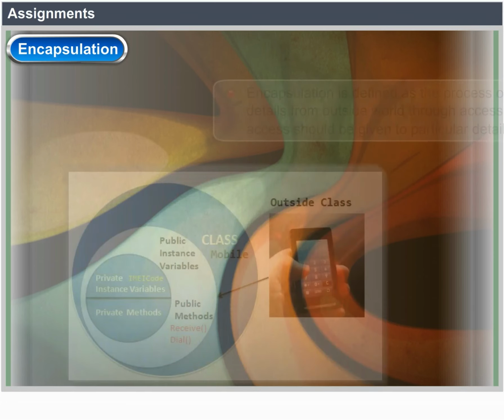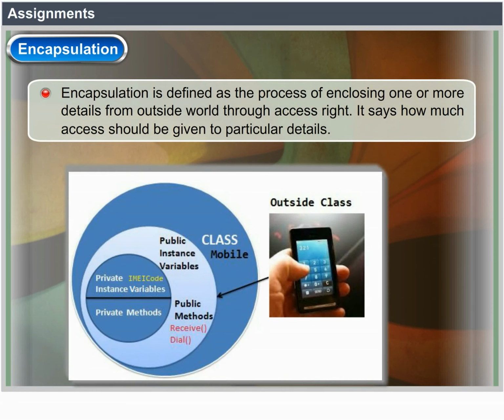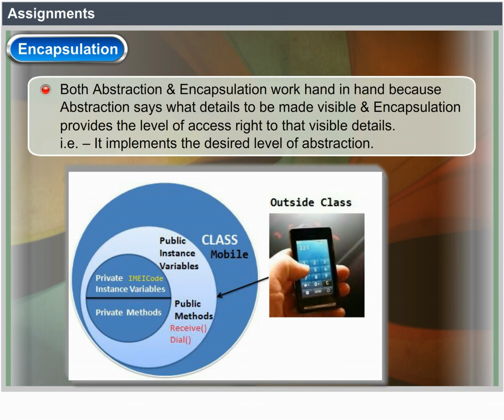Encapsulation. Encapsulation is defined as the process of enclosing one or more details from the outside world through access rights. It says how much access should be given to particular details. Both abstraction and encapsulation work hand in hand, because abstraction says what details to be made visible and encapsulation provides the level of access right to those visible details. That is, it implements a desired level of abstraction.